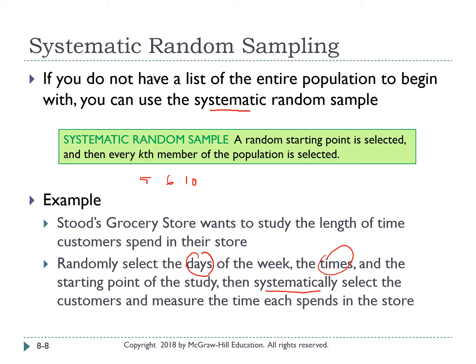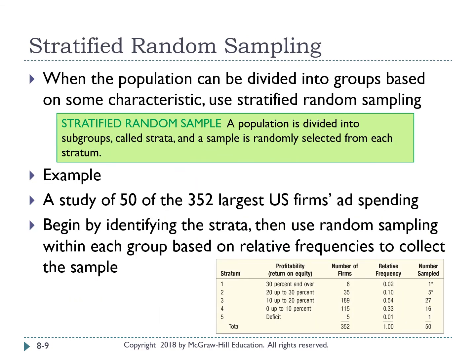Okay, so this is what we call systematic random sampling. When we sample our population, we want to make sure that our sample is representative of our population because we don't want to achieve a biased result. However, when we discover that our population has different characteristics, or in other words, the population can be divided into a few groups based on different characteristics, in this case we have to use stratified random sampling.